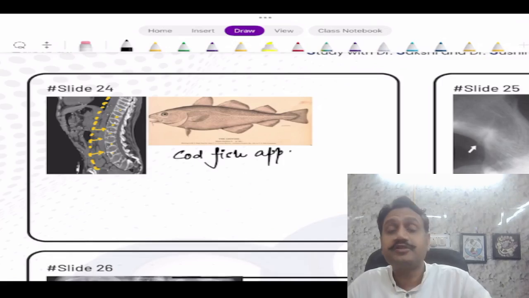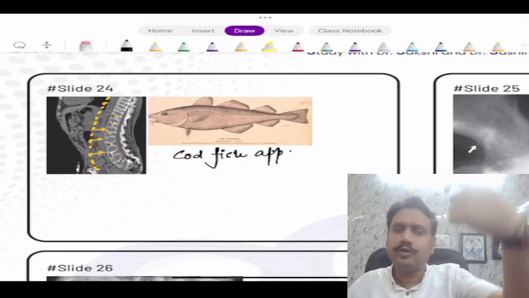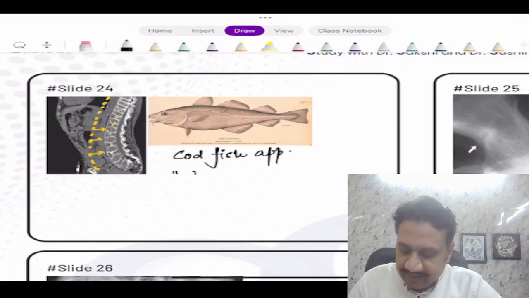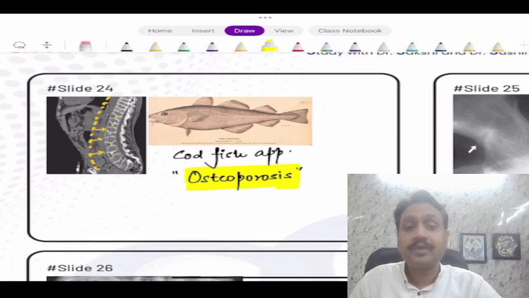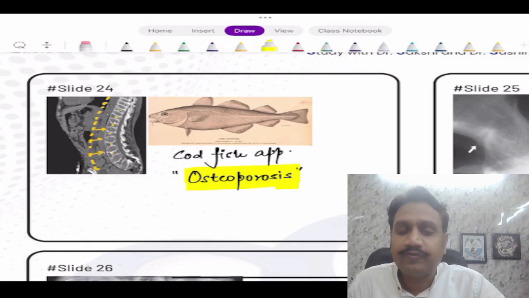Where do we see that codfish spine appearance? The whole length of the vertebral column will be involved, and that is seen in osteoporosis. That would be seen in cases of osteoporosis. So codfish spine appearance is typical for osteoporosis.